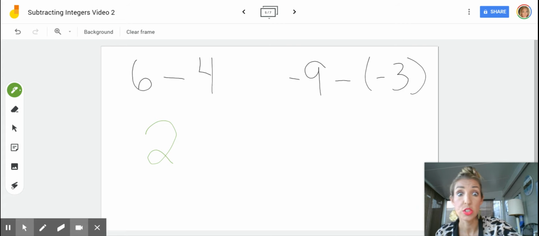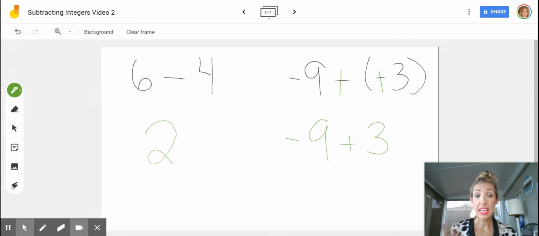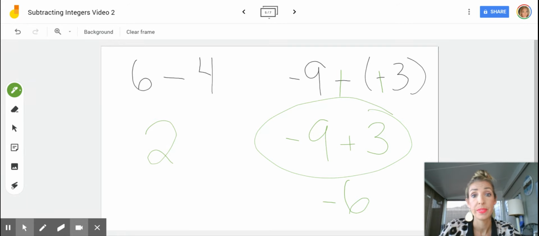All right, what are you going to do when you see this on the right side here? Change. Subtracting a negative is the same as adding a positive. So now I rewrite it. -9 plus 3. What algorithm? Algorithm 3 again. I have negatives, I have positives. So I subtract. Now, do I have more negatives or more positives to begin with in this problem? I had more negatives, so my answer stays negative.